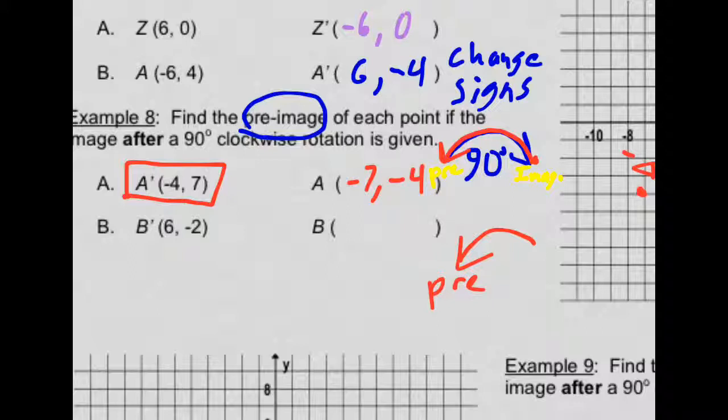And then for this one, we'll just do our little trick. Since it's counterclockwise, we're going to the left, and so we'll take that y value and then just shift it over to the x and change its sign, and then the x value just shifts over to the y.